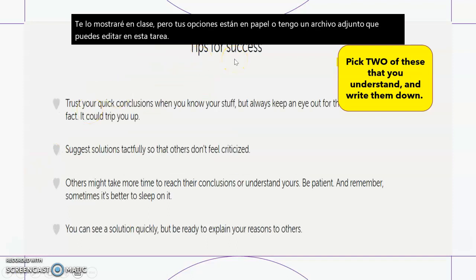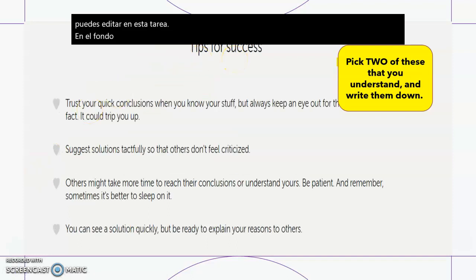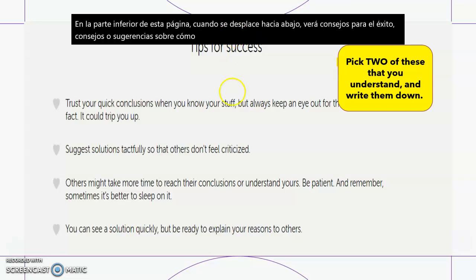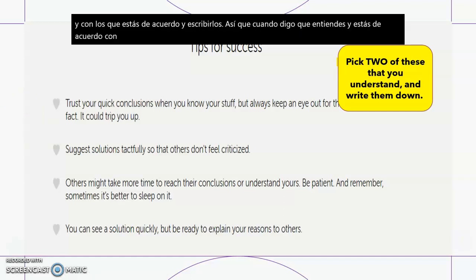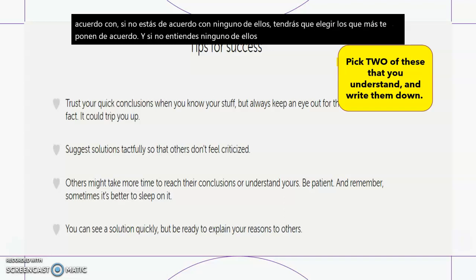At the very bottom of this page, when you scroll down, you will see tips for success. Tips are suggestions for how you can be successful. And you're going to pick 2 of these that you understand and agree with and write them down. So when I say that you understand and agree with, if you don't agree with any of them, you're going to have to pick the ones that you mostly agree with. And if you don't understand any of them, what can you do? Look up some words to try to understand the sentence. You can ask me or you can ask a neighbor.